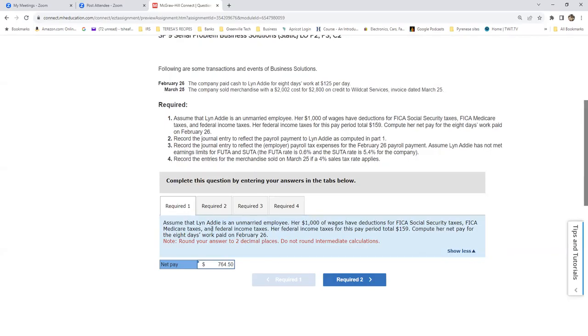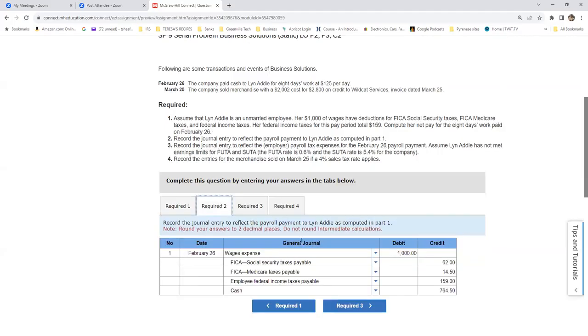Let's see. The first one's easy. You just have to add up all the deductions and subtract them from the $1,000, and that's going to give you her net pay of $764.50. The only thing you're going to have to do is multiply the 2 FICA rates times $1,000 to come up with the Social Security and Medicare that's withheld. Then you're going to have to put them in a journal entry, and you can see here how the journal entry plays out. Same thing we've been doing all along.